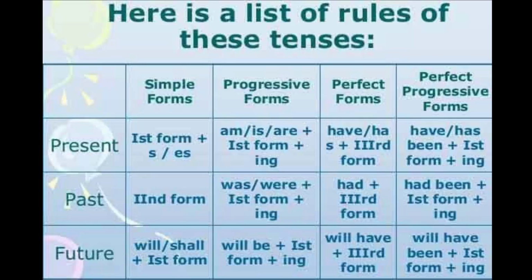In future perfect, we use will have as auxiliary verb and the past participle form, which means the third form of the verb. And in future perfect progressive, we use will have been as auxiliary verb. Along with that, we use first form plus ing, which means the fourth form, and grammatically speaking, the present participle form of the verb.